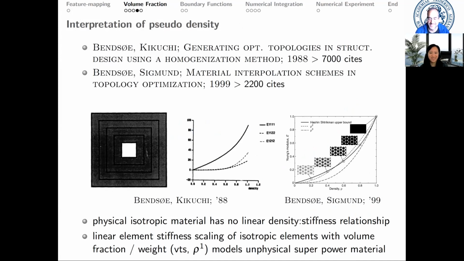Why do we have this grayness? For this, we go back to the very early time of our community. And you smile because this is your topic, I know.